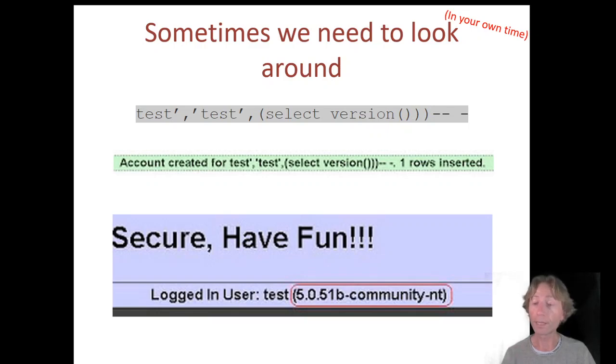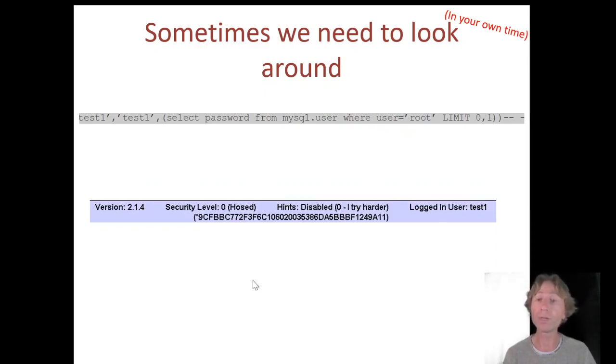So great. But like I said, we want something better than the version number. So we do the same thing that we did earlier. In the third component of our username, we add our subquery to select the password from the MySQL user table where user equals root. And we see indeed that this is reflected back to us as the username, test1, but also the password, or the hash of the password, of the root user.